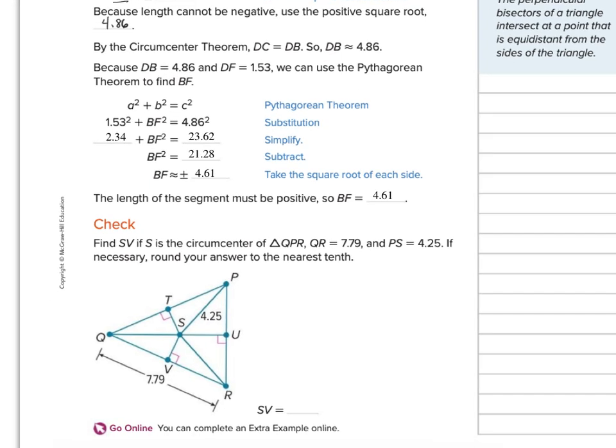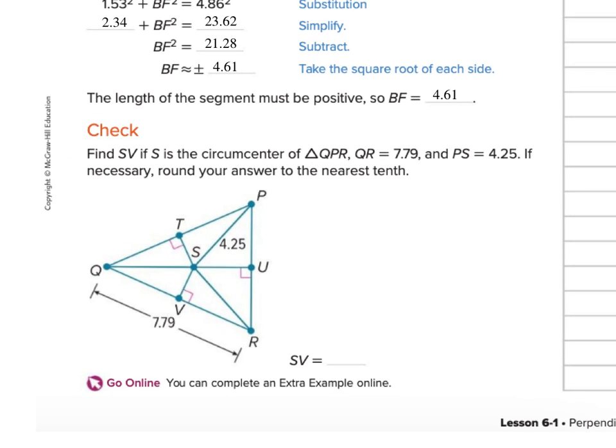Now, doing the same thing here. Let's see, have they got everything labeled? SV, okay, so here's my circumcenter. So let's see here, PS is 4.25, so that makes this 4.25, and that makes this 4.25. QR is going to be 7.79, okay, which means that this length right here should be 3.895, I'm thinking.